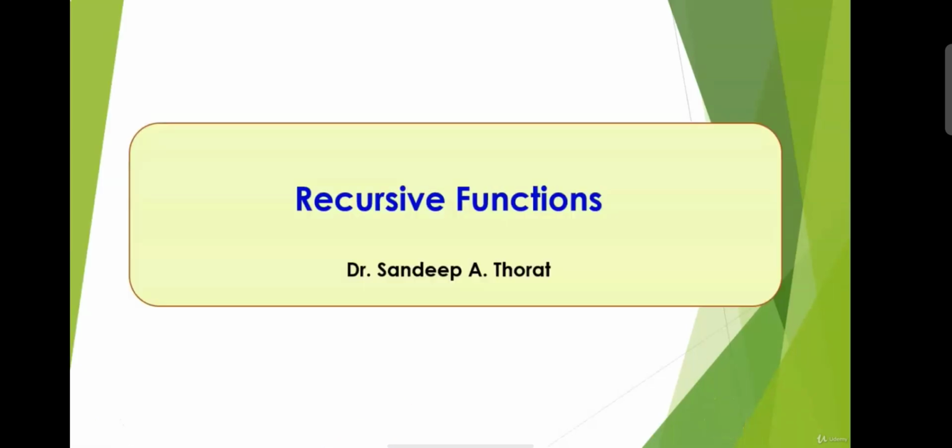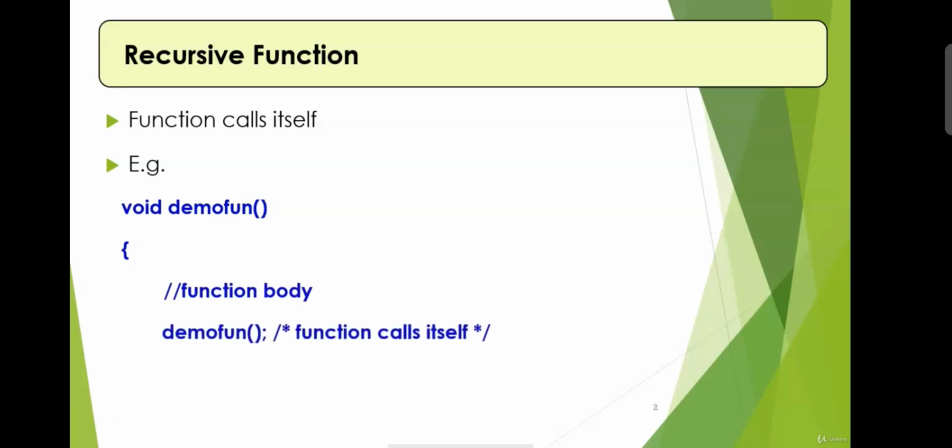In this session we are going to discuss recursive functions in detail. A recursive function is a function which calls itself. For example, we are defining the function with the name demo function. So there is a function definition given. There is some code inside the function definition, and then there is a call to demo function itself, and that call makes this function a recursive function.